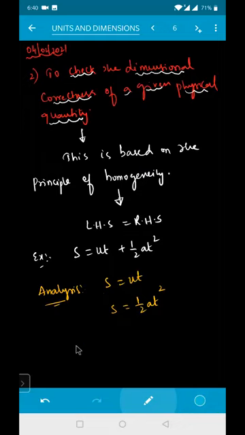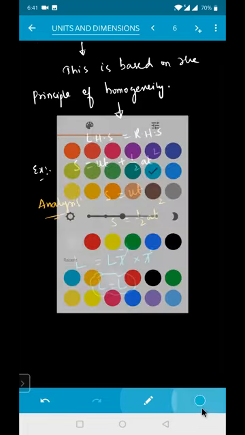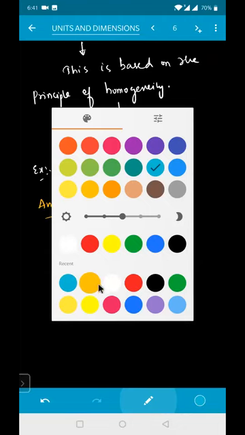S is nothing but distance, beta. The dimension of the distance is L. That is equal to U, which is velocity. Velocity dimension is L T power minus 1, into the dimension of T, which is T. So this T and this T power minus 1 will get cancelled. So L is equal to L. So LHS is equal to RHS. Is that clear? It has to first satisfy the principle of homogeneity.